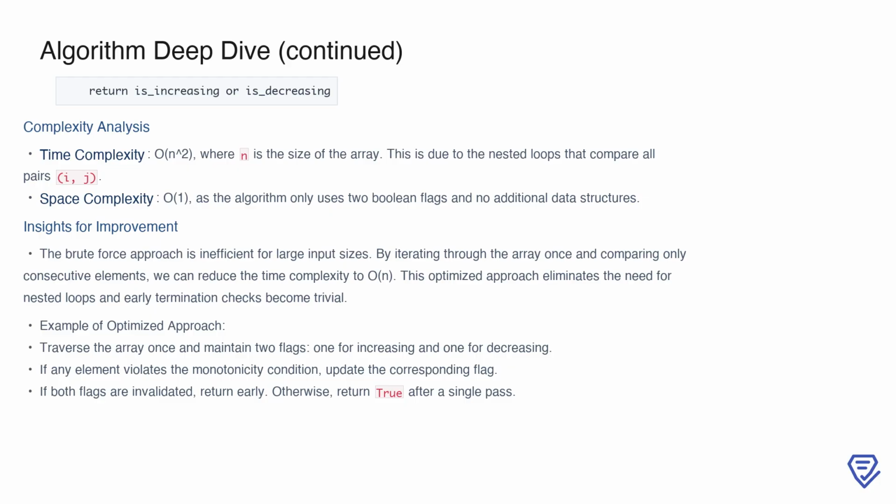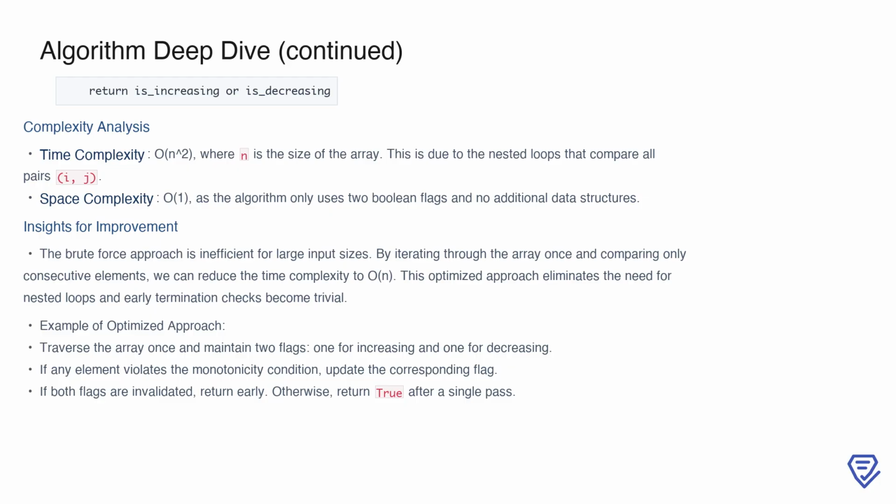However, as we analyze the brute force approach, we find that its O(n²) time complexity makes it impractical for larger inputs. The nested loops are the primary culprit, as they require comparing every possible pair of elements. On the other hand, the space complexity is efficient at O(1), since only two flags are used. To improve upon this, we can consider an optimized approach that eliminates the need for nested loops. By traversing the array once and comparing only consecutive elements, we can achieve a time complexity of O(n).